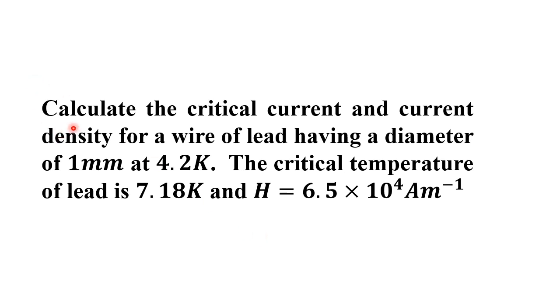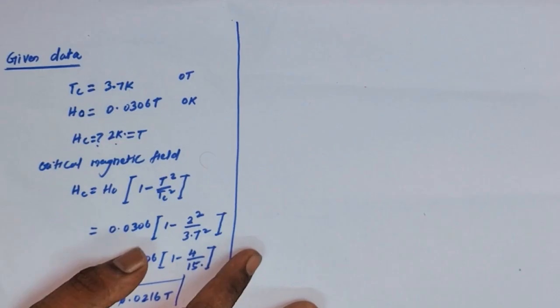Here it is given: calculate the critical current and current density for a wire of lead having a diameter of 1 mm at 4.2 Kelvin. The critical temperature of lead is 7.18 Kelvin and the magnetic field H is 6.5 × 10^4 ampere meter^-1. So we need to calculate the critical current as well as the current density for the given problem.